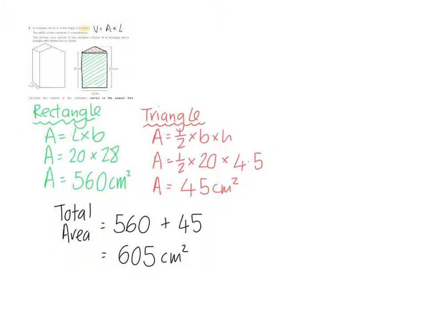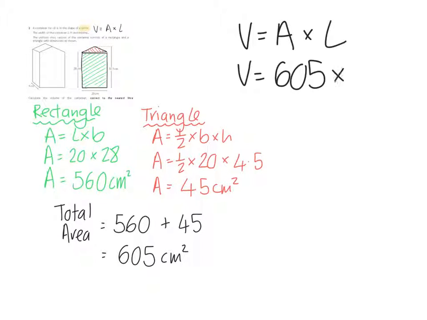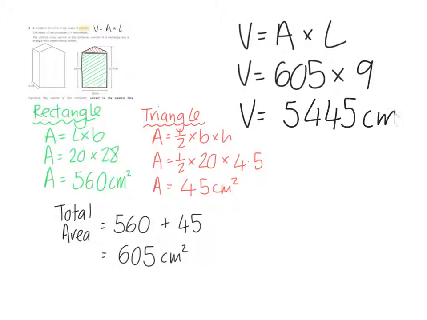Okay, giving us a bit more space. So like we said, the volume of a prism, V equals A times L. So we'll do that over here. The area being the one we just worked out, the cross section, which is 605, multiplied by the length, which you might still be able to see here, is 9 centimetres. So working that out gives us the volume of our prism, which is 5,445 cubic centimetres.